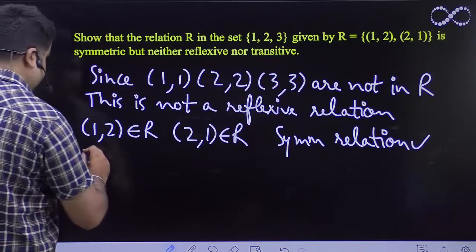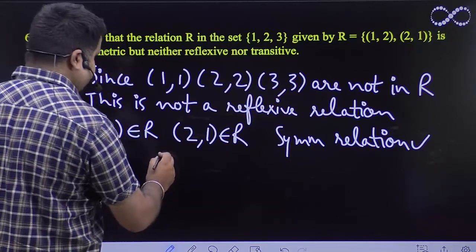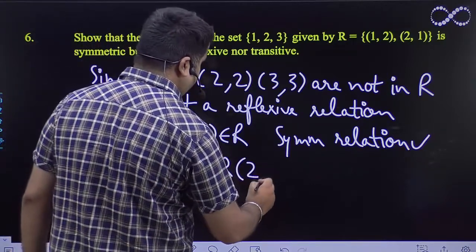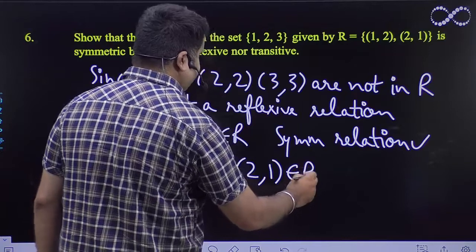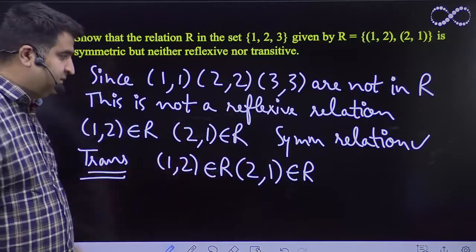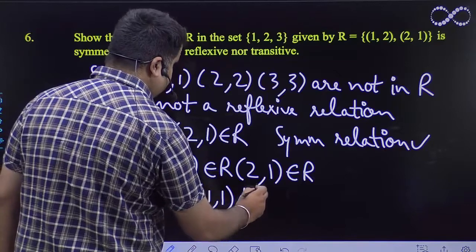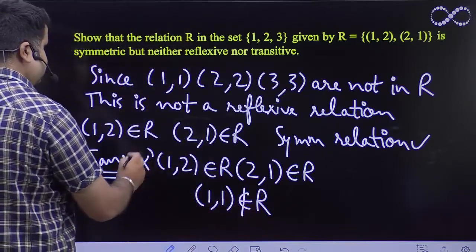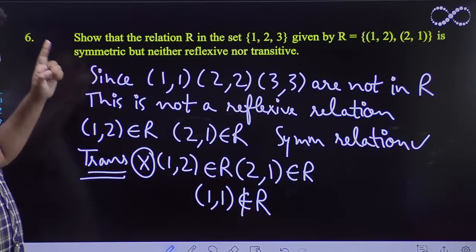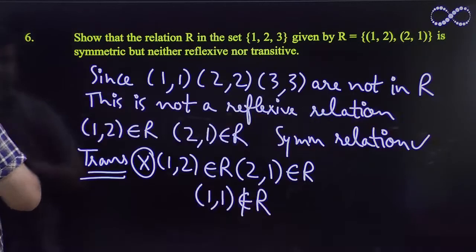Let's check for transitive. For transitive relation, we can see that we have (1, 2) and (2, 1). So by the transitive property, if we have (1, 2), (2, 1), then (1, 1) should also be present in R. But (1, 1) is not present in R. Therefore, this does not satisfy the transitive property. So it is not reflexive, not transitive, but only symmetric. Okay. Let's see the next question.